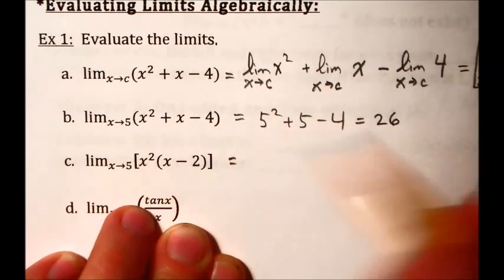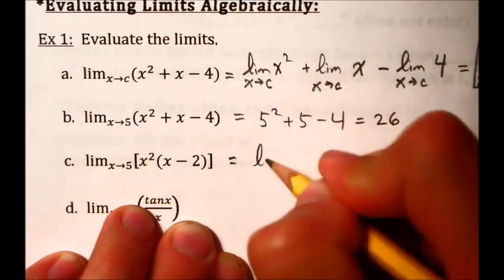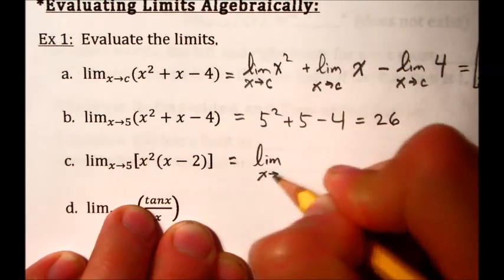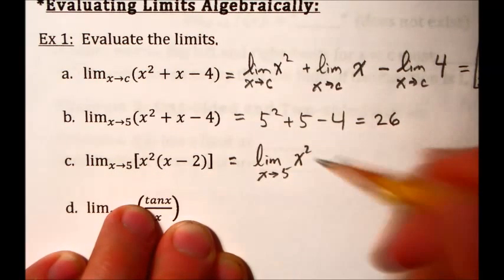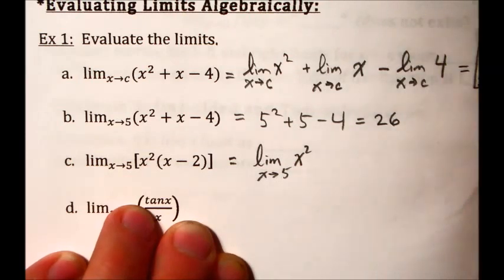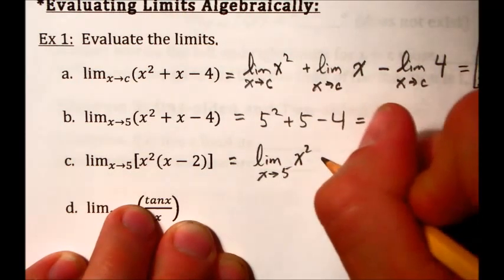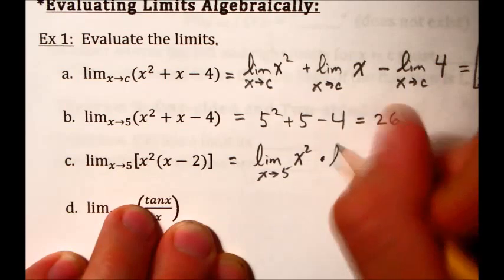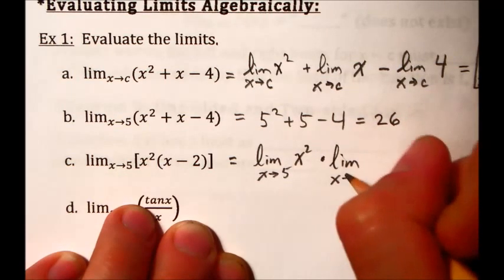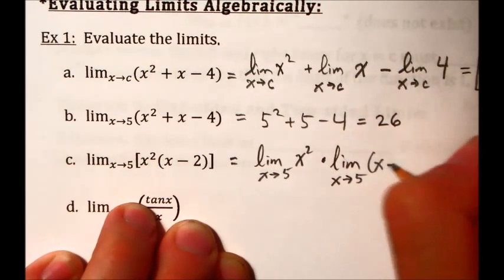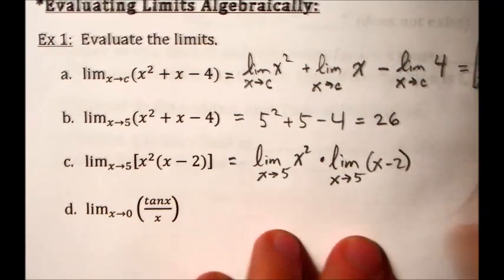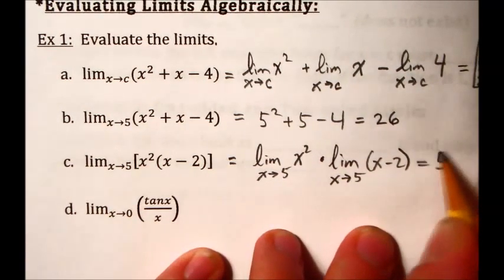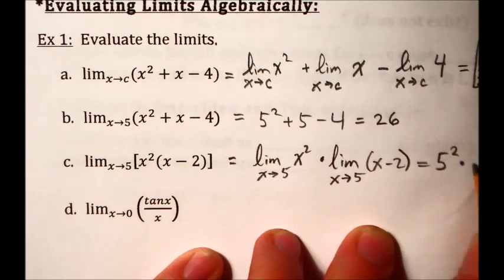You could distribute it and you're good to go. Or just for fun, we'll go ahead and show a little extra work on this. There's that one, which we worked out earlier, times, and then we're going to do the limit on that x minus 2 separately. Okay, so this first part is 5 squared, and the second part we can break this up.